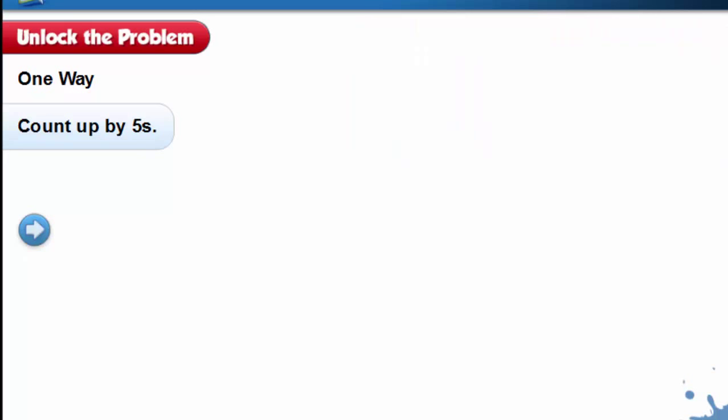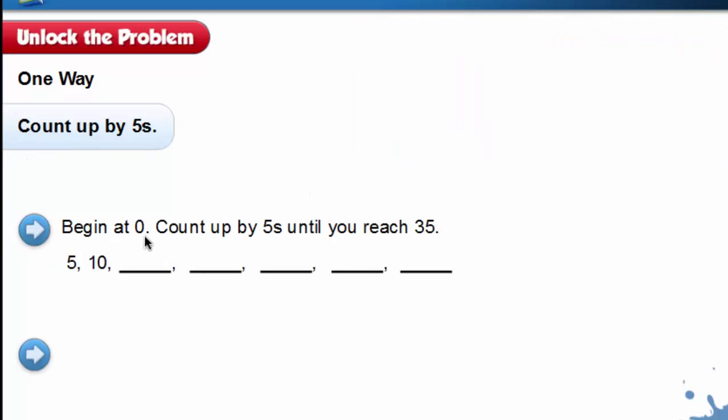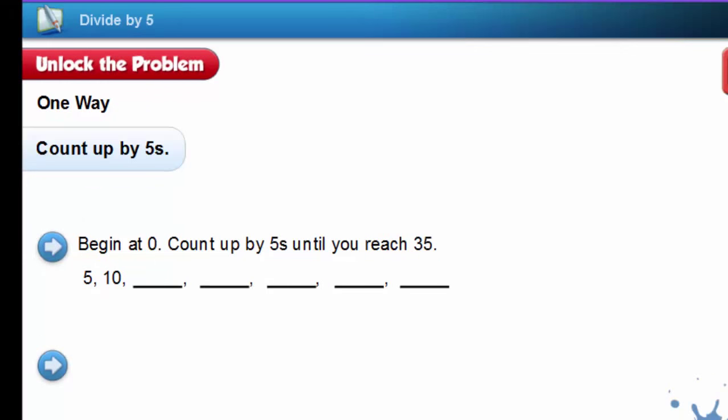Let's look at one way that we can solve this. We can count up by 5s. Begin at 0, count up by 5s until you reach 35. So 5, 10, 15, what's next? 20, 25, 30, and 35. Good job.